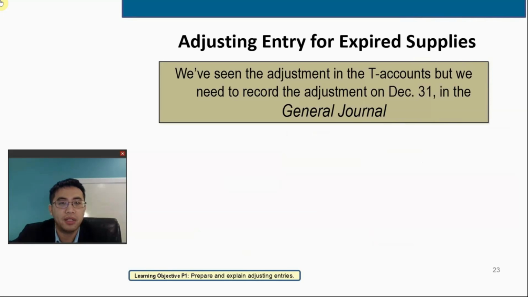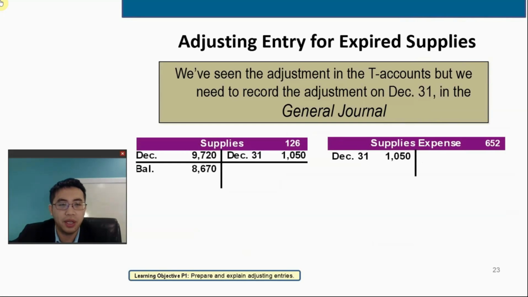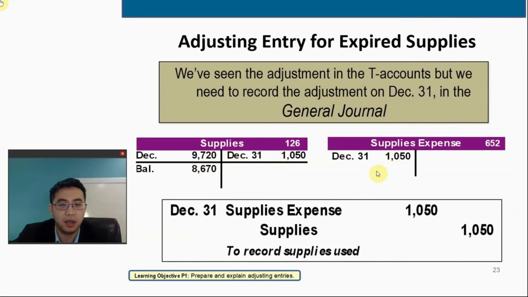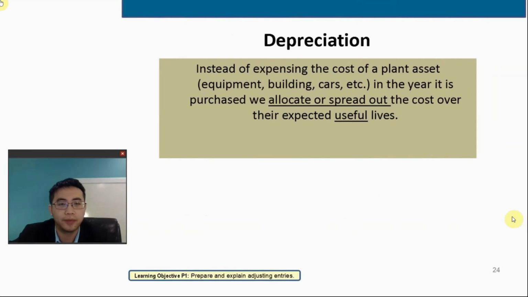All right, so now let's do the adjusting entry for expired supplies, and let's do the general journal. What happens here is your supplies dropped from the beginning of the month to the end of the month by this amount, and there's also supplies expense. So for the journal, you will see the supplies expense has increased, and that's a debit, and the supplies as assets decrease, that's a credit by the same amount, of course.